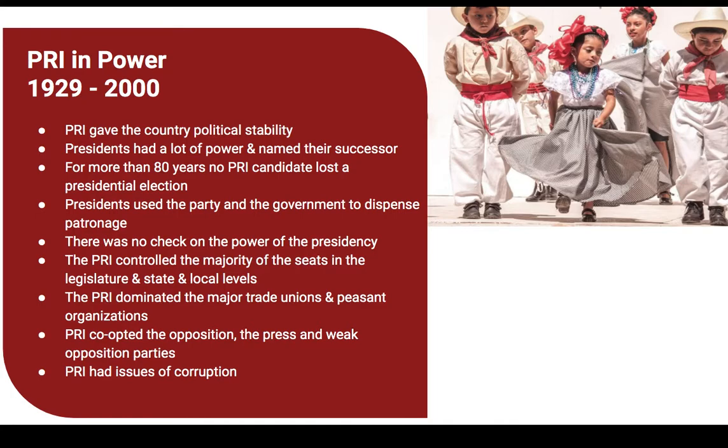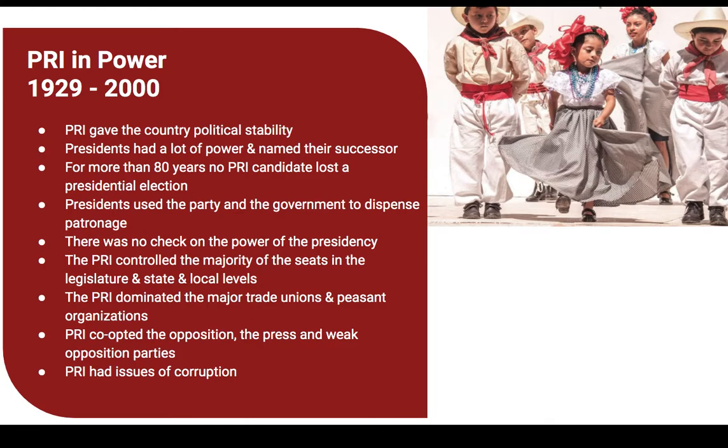The PRI also co-opted the opposition, which included the press as well as weak political parties, because really the idea was that if you play with the PRI, you might get to sit at the table where decisions are made.